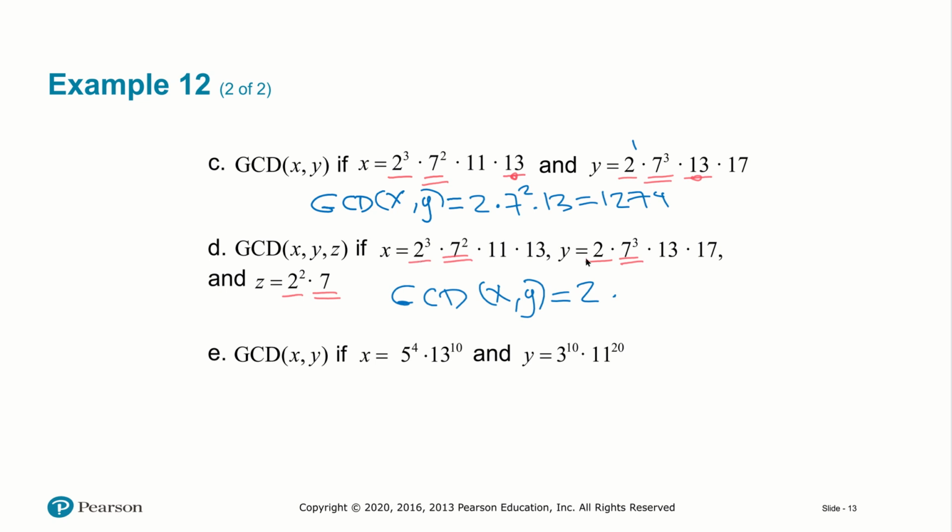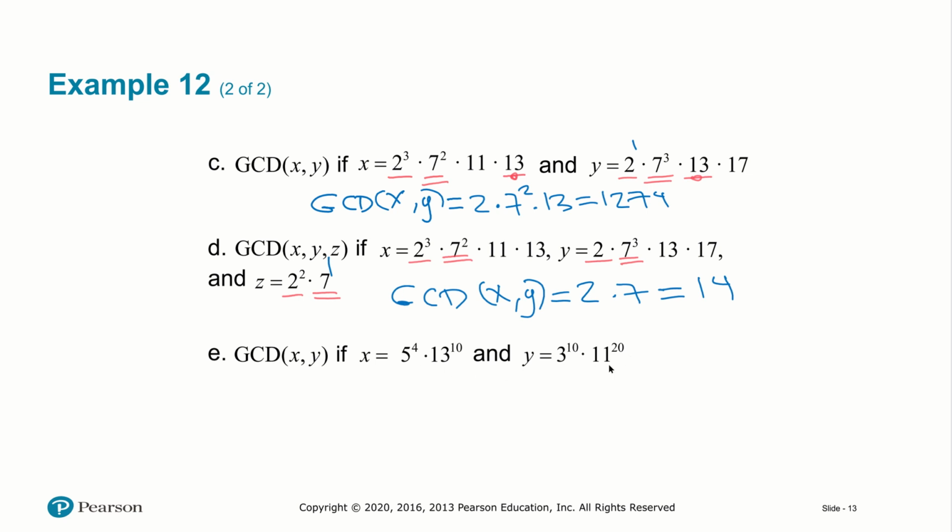There's 3 of them. 2 cubed, 2, and 2 squared, right? We're still okay, but I just want to make sure that you're looking at all 3 of them. So between 2 cubed, 2, and 2 squared, we pick 2. For 7, between 7 squared, 7 cubed, and 7, we pick what? We pick 7. Because that's just 7 to the 1, which is of course less than 2 and 3. And we multiply it out. So this time our greatest common divisor or greatest common factor is 14.